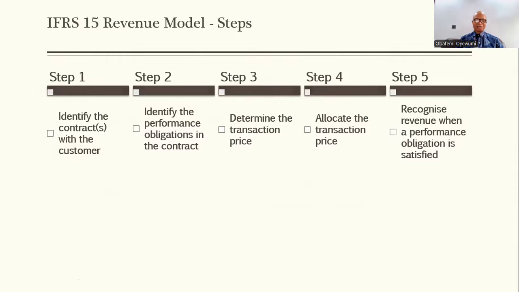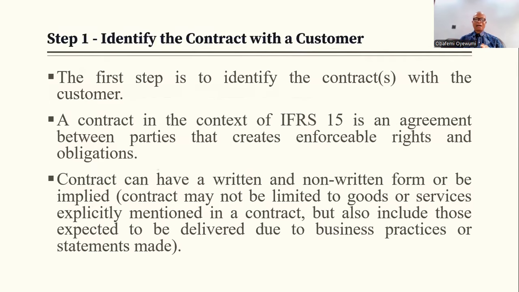Let's look at the first step. The first step is to identify the contract with the customer. All right. So whichever form it comes in, a contract in the context of IFRS is an agreement between parties that creates enforceable rights and obligations. We said that before. That's what a contract is. And a contract can either be written or not written.